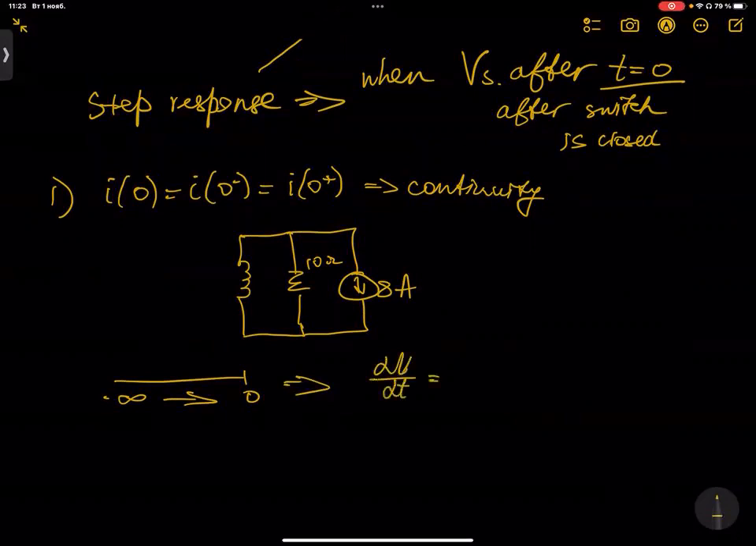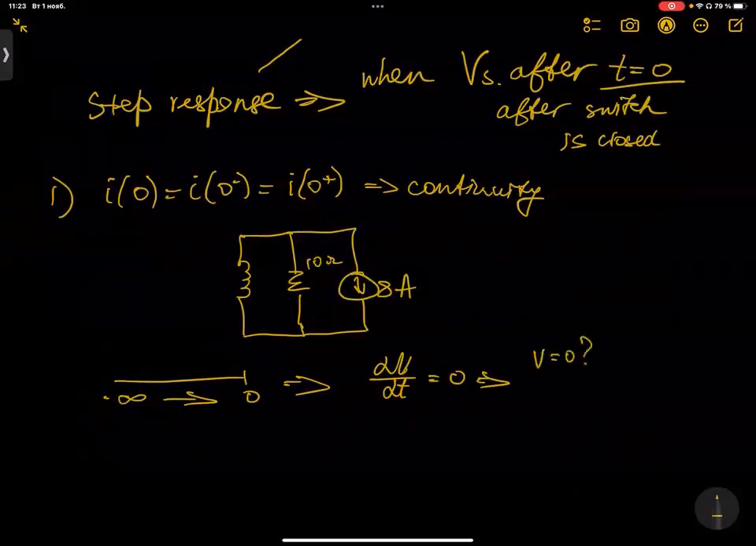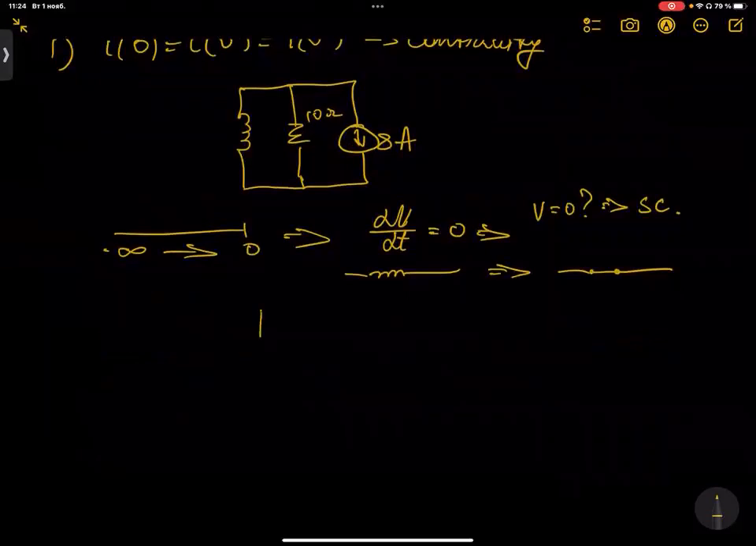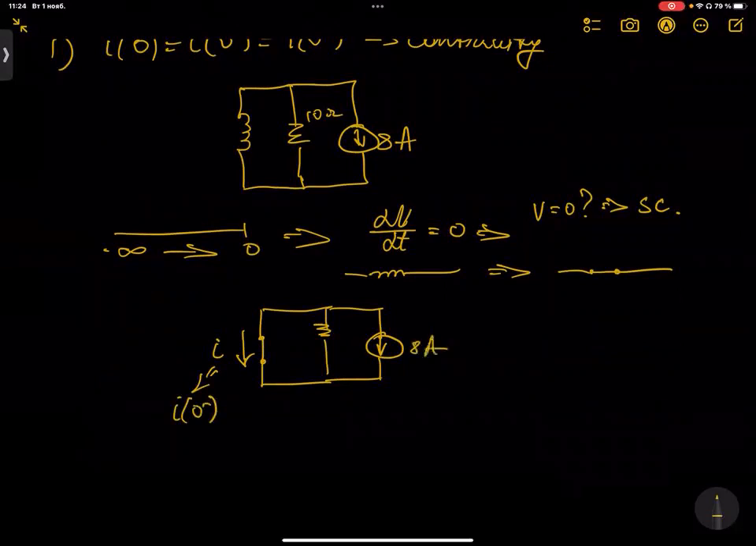we can say that dv/dt equals 0. So when the voltage is 0, there is a short circuit, right? So that means we can replace this inductor with a short circuit. So we have a short circuit, resistor, and there is a current source. And we have in this direction I, this I is I0.